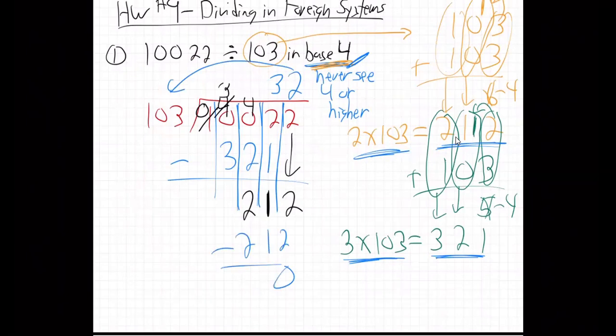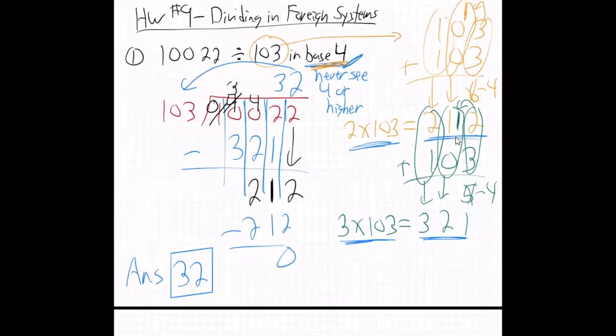So what's our answer then? 32. It's the 32 at the top, isn't it? The answer is the 32. And we're finished. There we go. That's how we do long division. Questions I can answer. We just did long division in base 4.